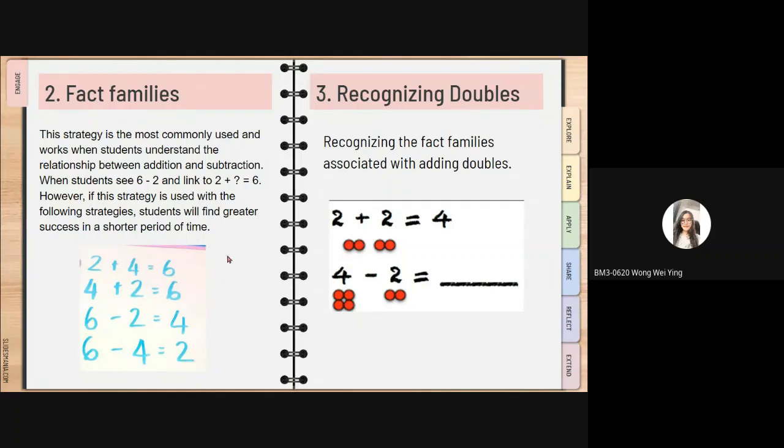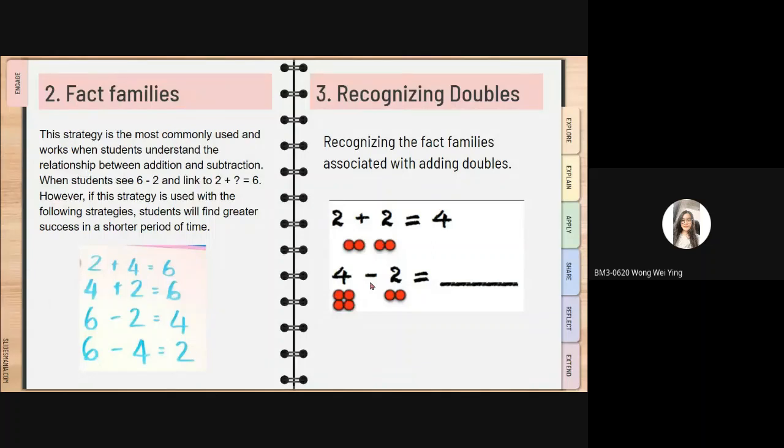The third strategy is recognizing doubles. In this strategy, we can recognize the fact families associated with adding doubles. Let's look at the example. In this fact family, the first equation is about addition. 2 plus 2 equals 4. So in doubles, we add 2 doubles and add again another 2 doubles and become 4 doubles. So in mathematics it is 2 plus 2 equals 4.